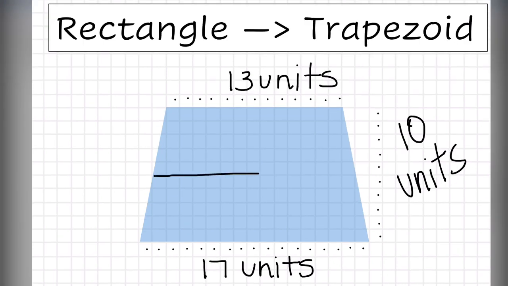When I have a 13 unit and a 17 unit, I'm looking in the middle because 13 would be too small and 17 would be too big. So I've drawn a line in the middle of the trapezoid. I find that the center is the length of 15. However, it's not always going to be this easy to just count where the middle is. There are other ways to find the middle of the two bases.